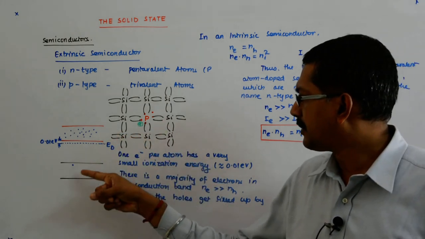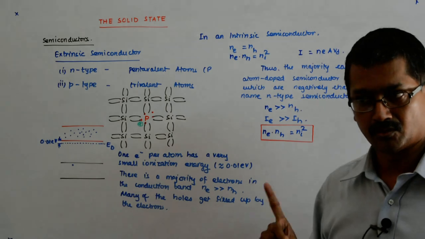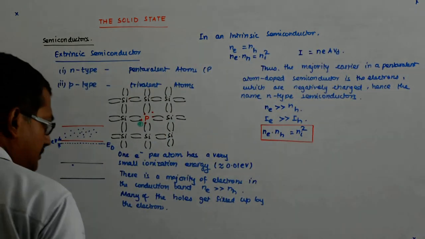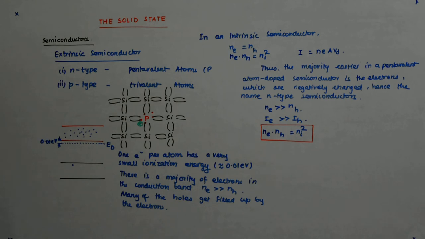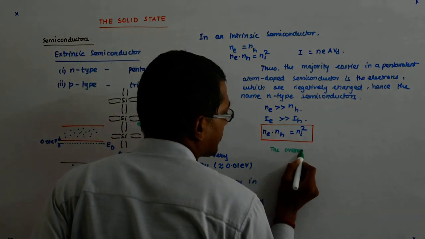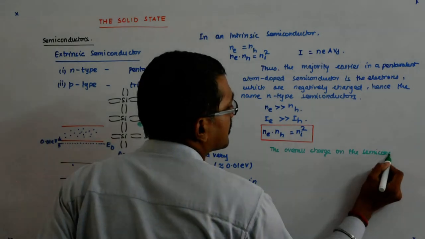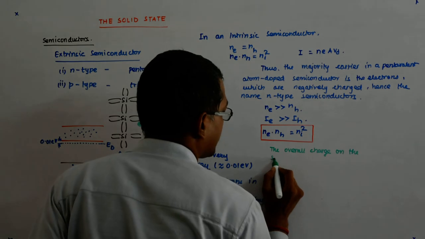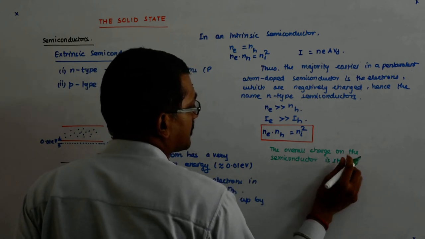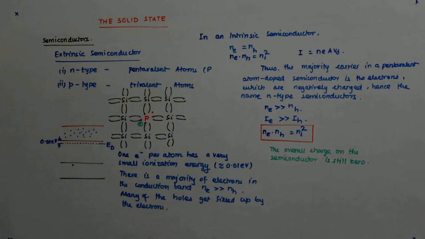So this you are seeing here. But if you come in the valence band, you'll find a positive charge. Okay, it is a positive charge. So that's why it will be neutral. We understand why it will be neutral. So the overall charge on the semiconductor is still zero. Still zero. Okay.